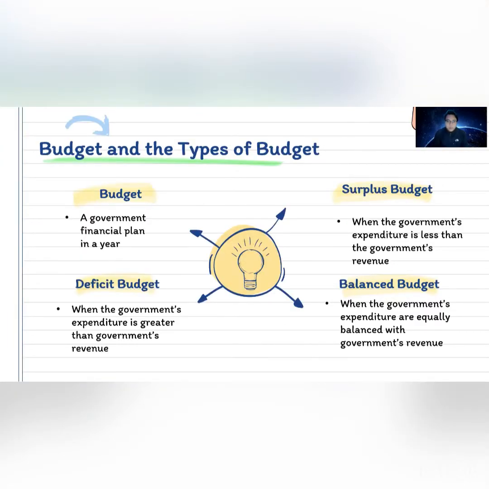Budget and the types of budget. The budget is a government financial plan in a year. There are three types of budget, which are deficit budget, surplus budget, and balanced budget. A deficit budget is when the government's expenditure is greater than the government's revenue. A surplus budget is when the government's expenditure is less than the government's revenue. And a balanced budget is when the government's expenditure is equal to the government's revenue.